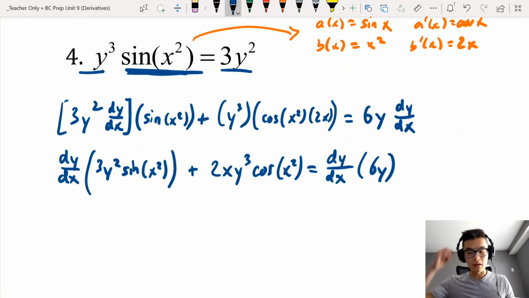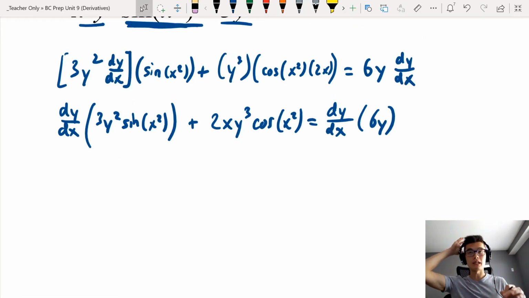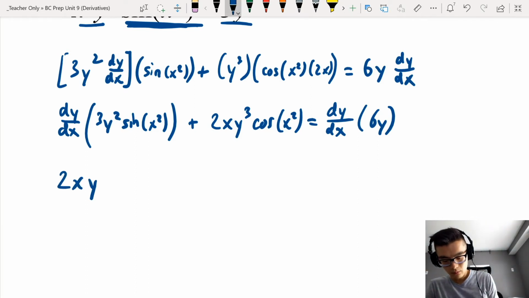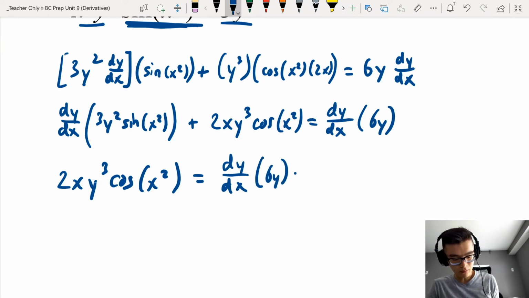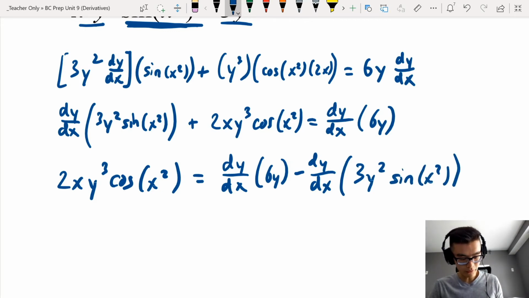Okay, so again, the goal is to get dy/dx by itself, and so what I'm going to try to do is get anything that has the dy/dx multiplied to it to one side. So I'm going to take that first dy/dx on the way left and subtract it to the right side. So we get 2xy cubed cosine x squared equals dy/dx, first is 6y, minus dy/dx over that ridiculousness on the second half here, 3y squared times the sine of x squared. Okay, almost done, almost done.